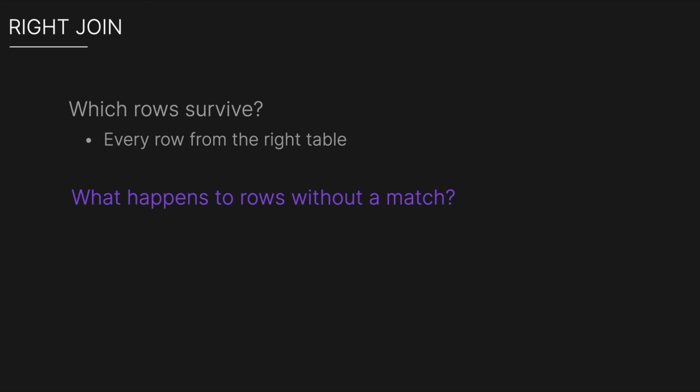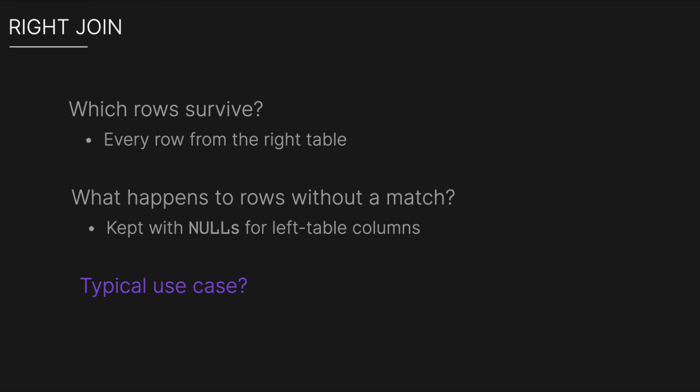So which rows survive? Every row from the right table, in this case the departments table. And what happens to rows without a match? They are kept with nulls for the left table columns, in this case the employees table. Typical use cases include show-all category views, so inventory counts even for products with 0 sales, and migration gaps, so potentially listing departments that still need staff assigned to them.